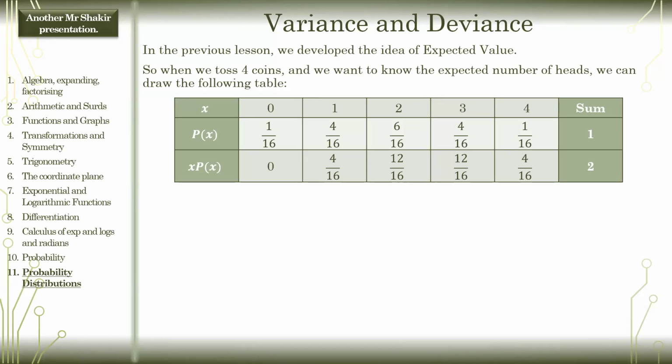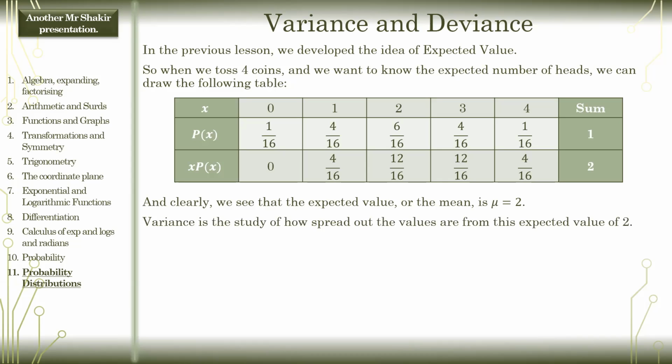In the first row, we write down all the possible outcomes. In the second row, we write down the probability associated with each of those outcomes. And in the third row, we just multiply the first 2 rows, then we sum up all of the values to get our expected value. And we say that the expected value in this case is 2.